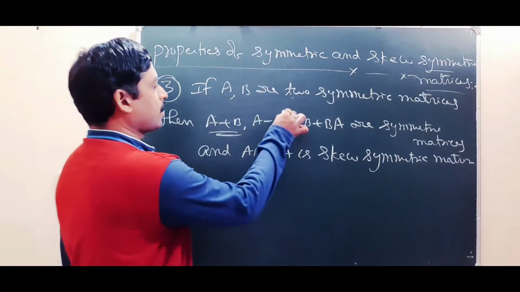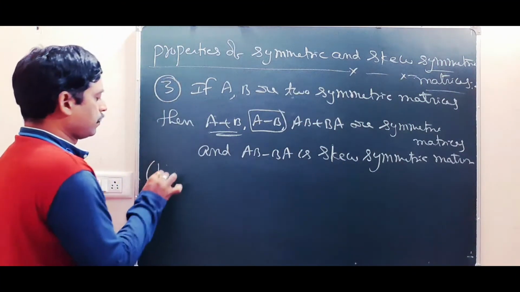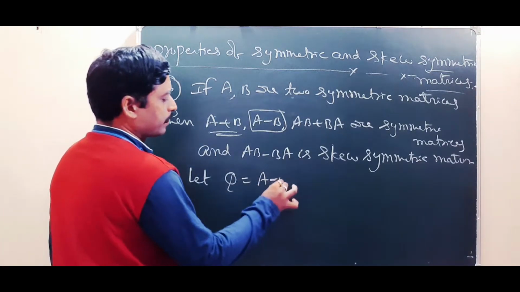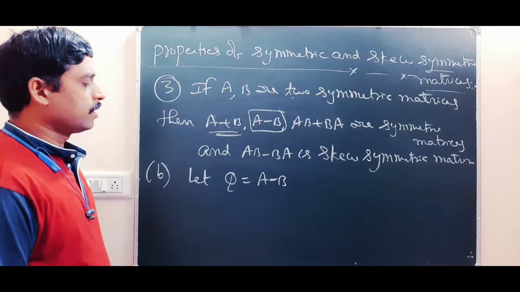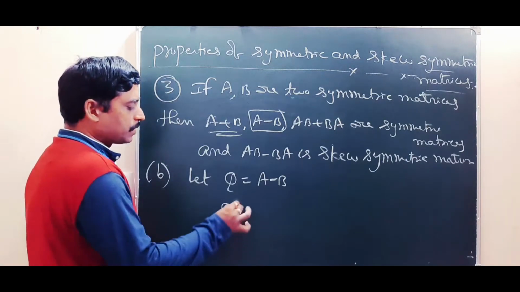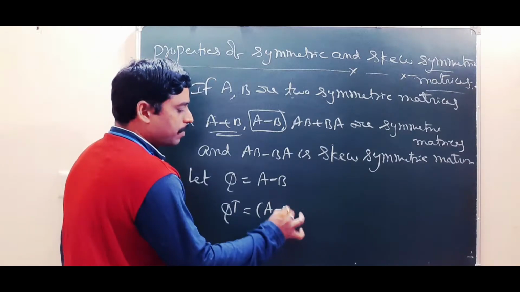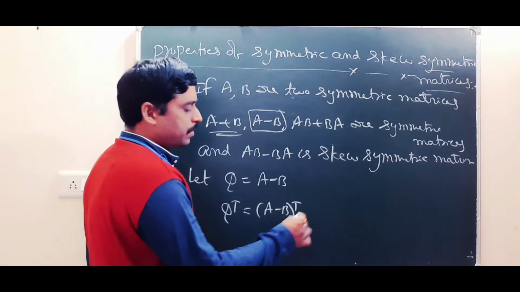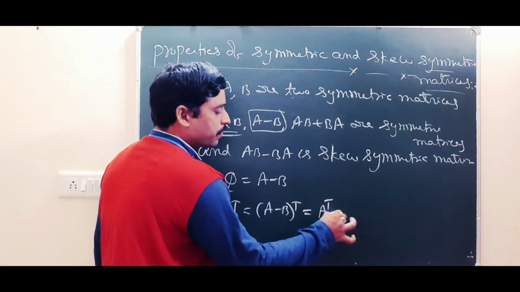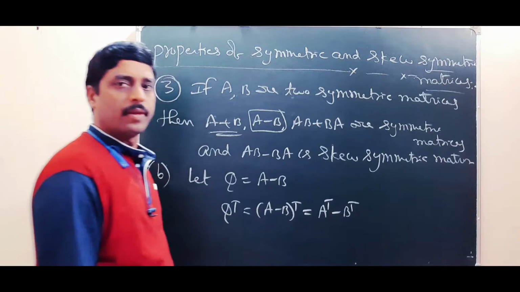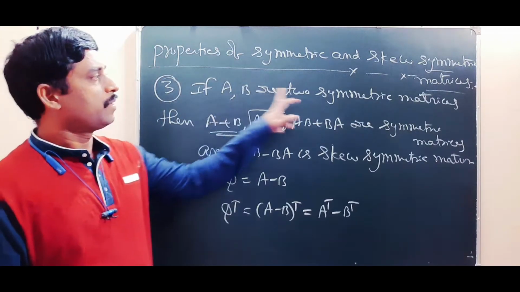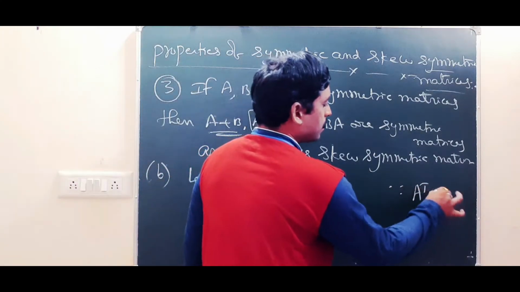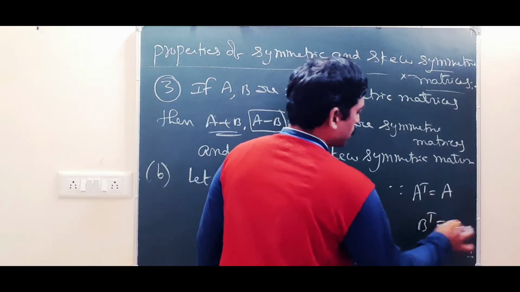Okay, now explain A minus B. Let us take Q is equal to A minus B. Taking transpose on both sides, Q transpose is equal to (A minus B) whole transpose. For the transpose of A minus B, we have the formula A transpose minus B transpose. What is given? A and B are two symmetric matrices, so we have A transpose equal to A, B transpose equal to B.